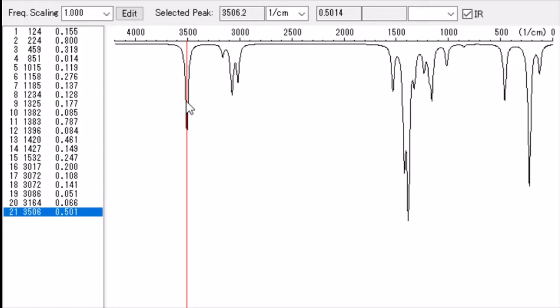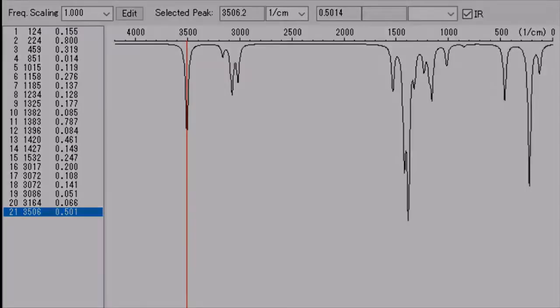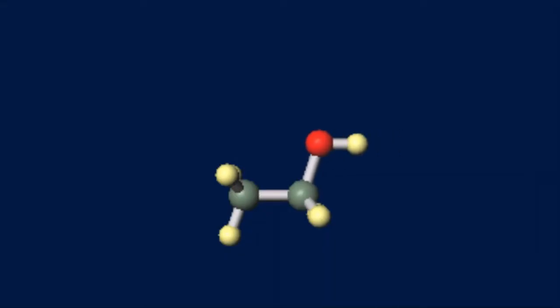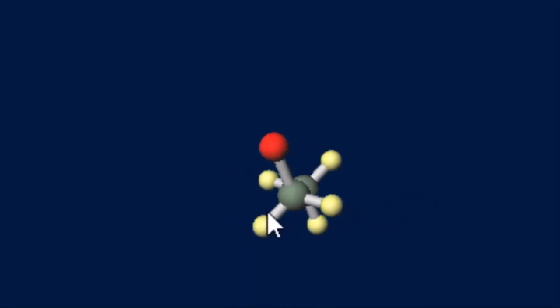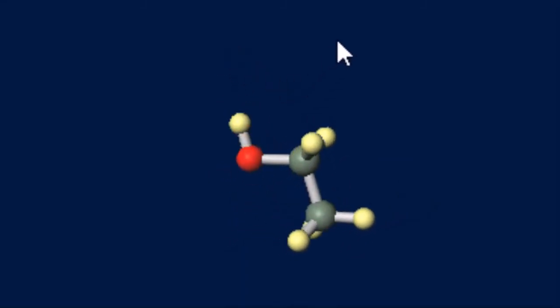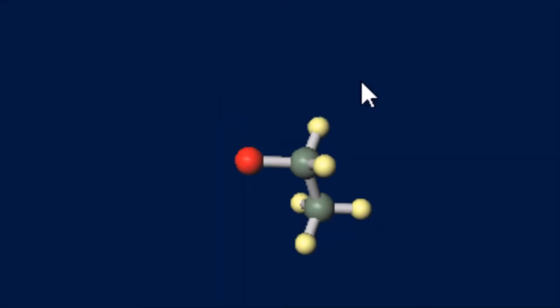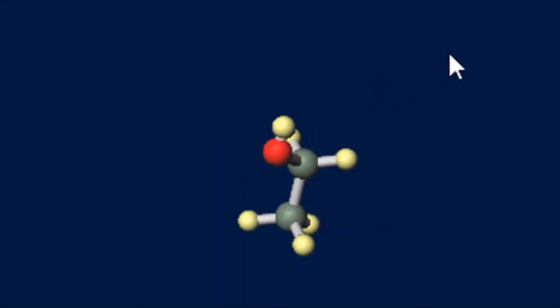That is my aim, and therefore this is OH. You can see the OH stretching now in ethanol. I think it is very clear. This is the OH stretching in ethanol, and that particular peak corresponds to this stretching. But usually in experimental spectra, that peak will look like a broad peak, which we discussed in the previous class.